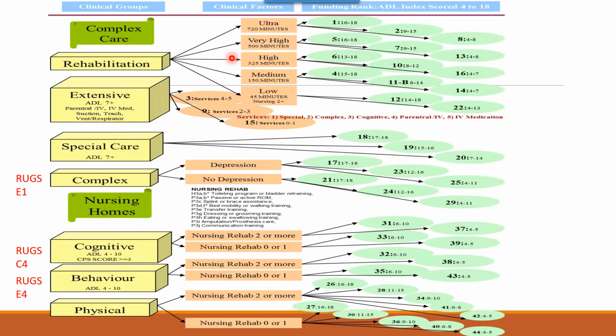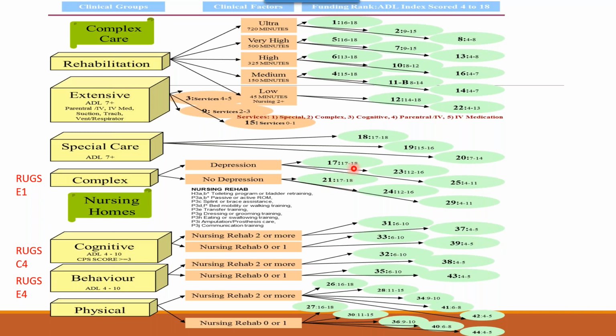All right, now from a RUGS point of view, you can see that the E1 items that we looked at, the mood items, impact the complex care group. And notice that signs of depression, this is 3 or more signs of depression. And there are 16 different signs of depression altogether from E1. If you have 3 or more, you go this branch. If you have less than 3, then you go this branch here.